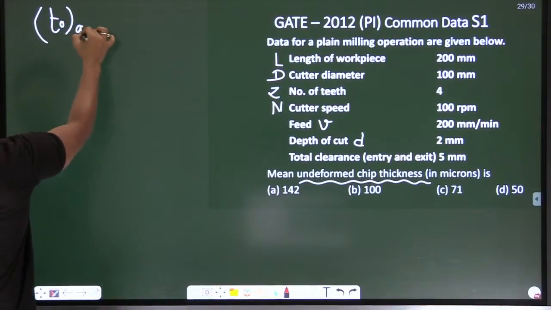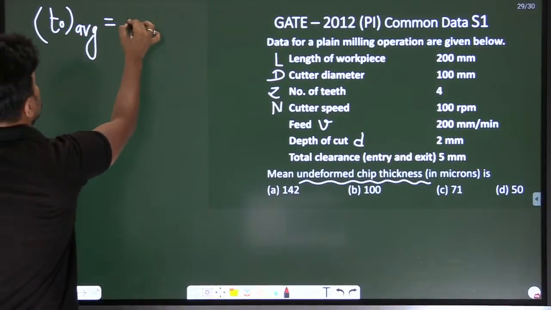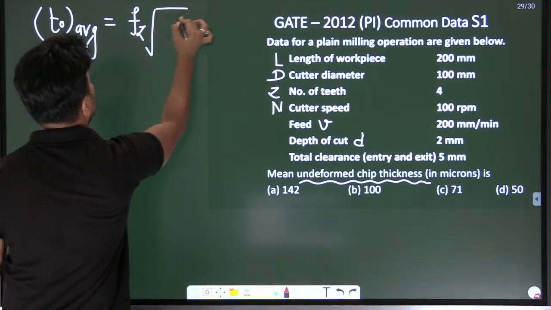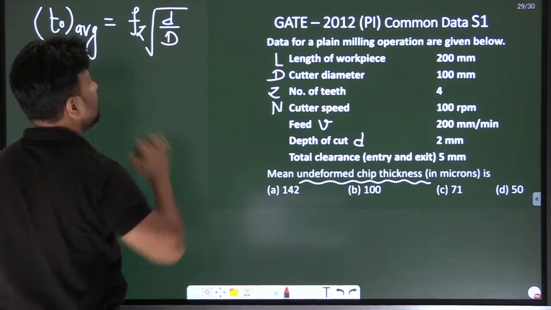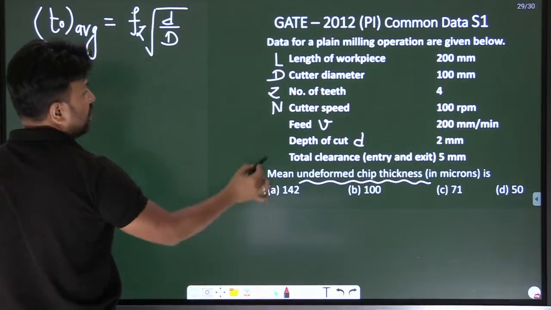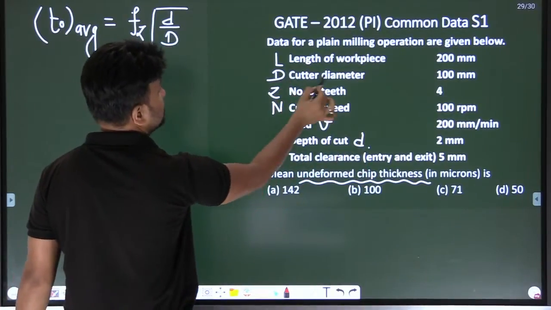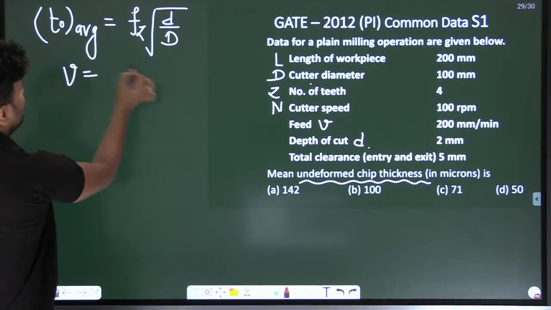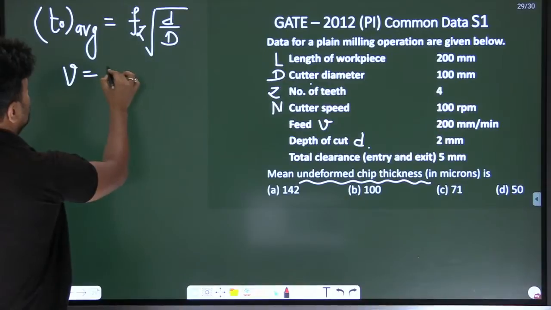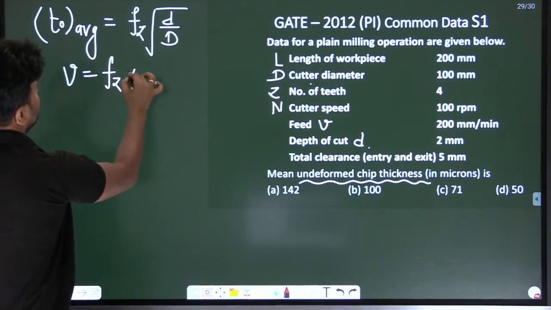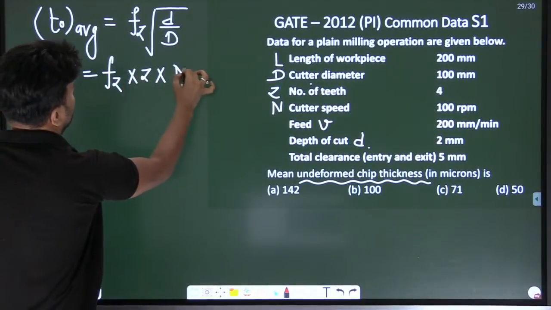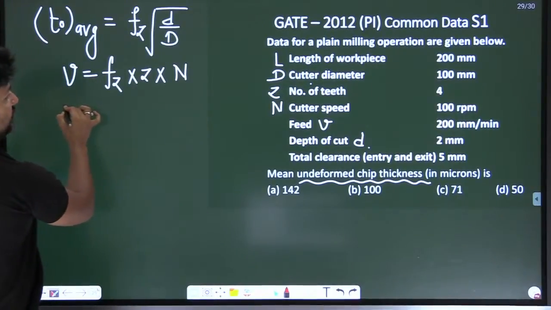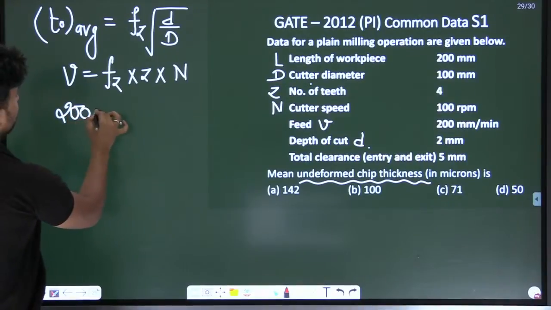That is, you have to find t naught average. What is it? It is Fz root of small d by capital D. Small d is given as 2 mm, capital D is given as 100, but Fz is not given. You know that feed, or table velocity, equals Fz into Z into RPM. The number of teeth is 4, so V equals 200 mm per minute.